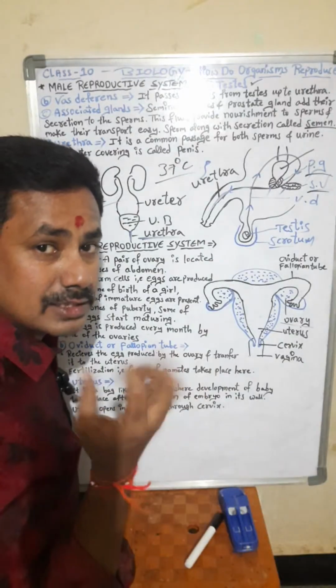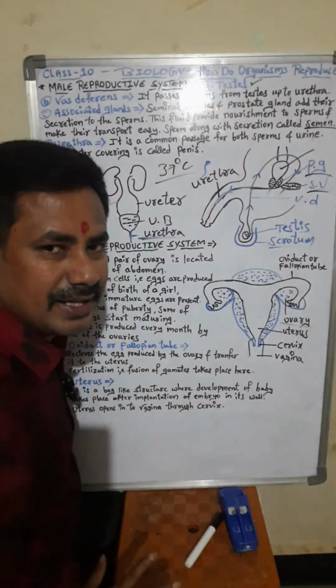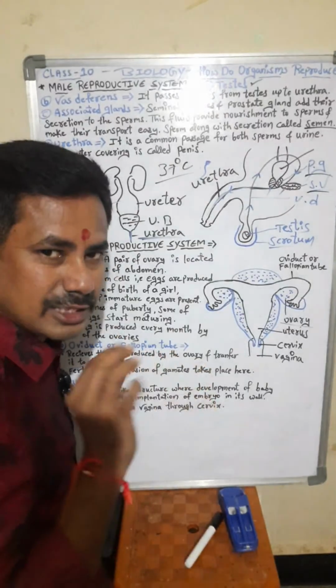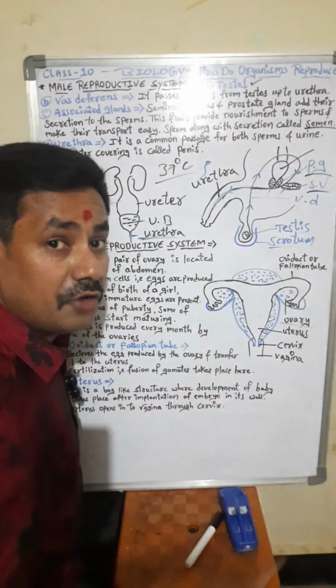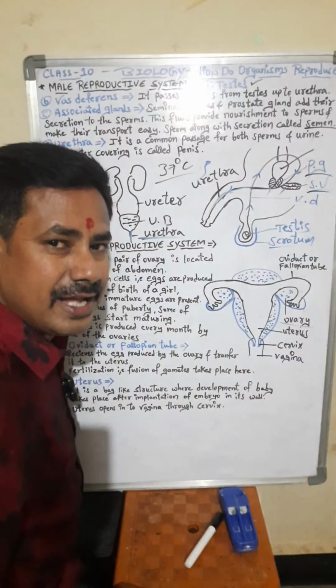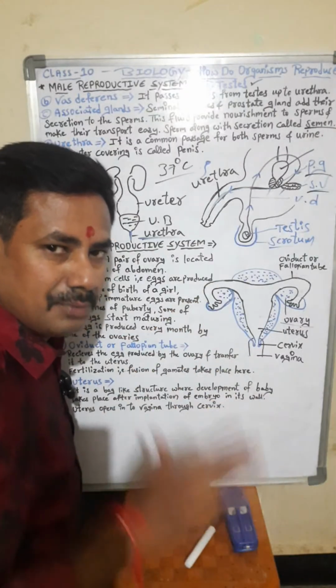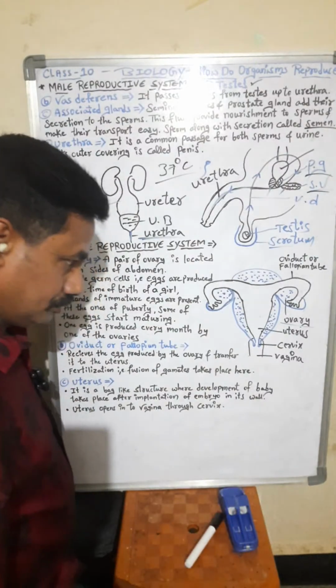Inside the ovary, so many eggs are there, students. Thousands of eggs will be there. When the girl takes birth, at that time millions of eggs will be there. When the girl comes to the puberty age, the eggs will be reduced and thousands of eggs remain.